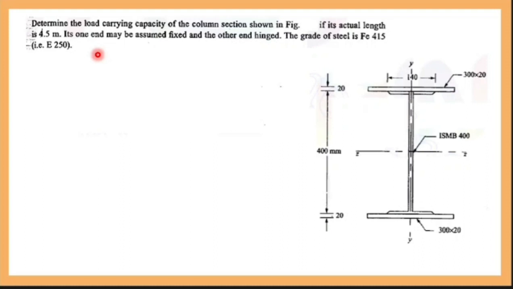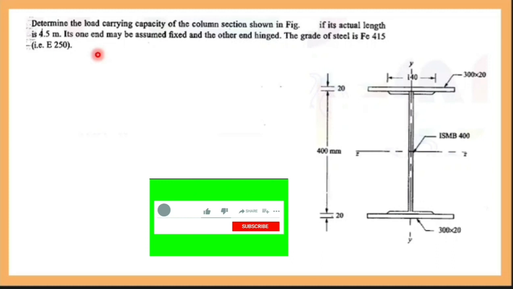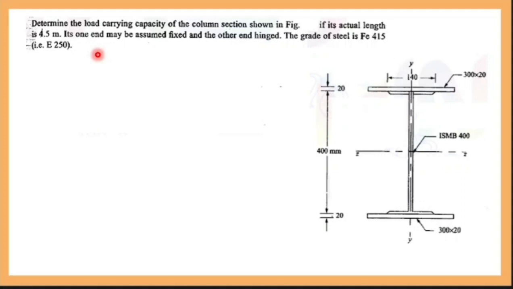The last method is finding the KL divided by R, that is the slenderness ratio. KL is a constant, that is effective length. How will you find effective length? 0.85 times 4.5. Now if you multiply, you will get KL divided by R. What do you mean by R? Radius of gyration. Since you have x-axis and y-axis, for this problem you have two axes. Always you have to substitute the least radius of gyration, that is R minimum only.